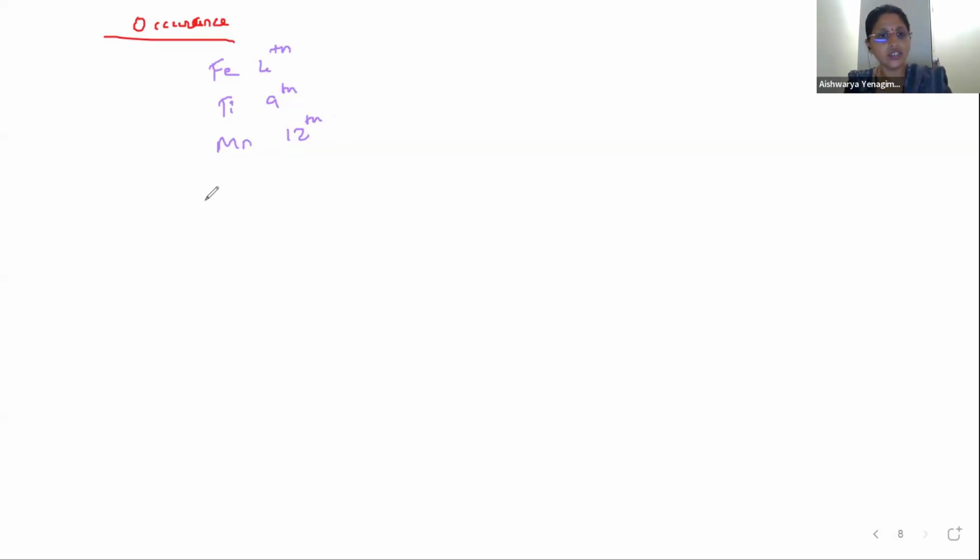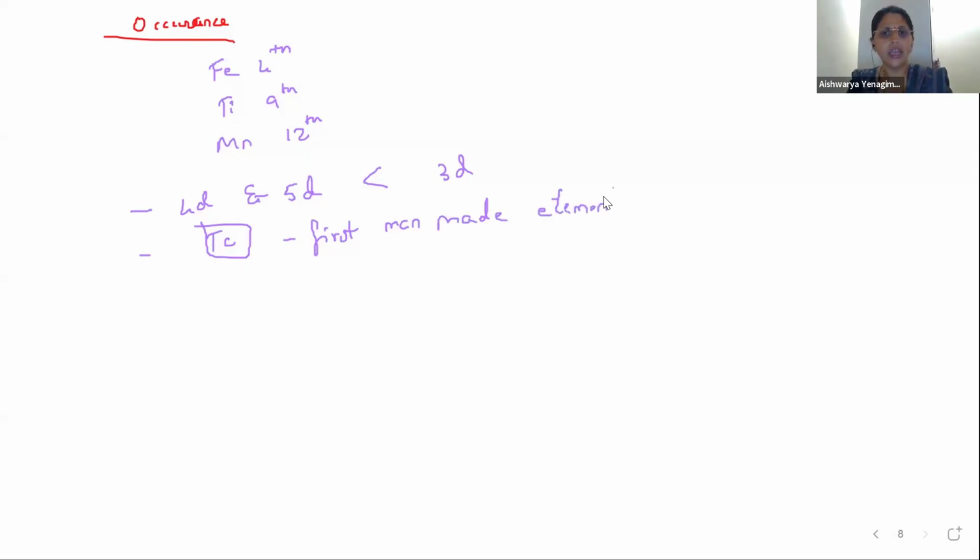Second and third transition series. When we talk about the 4d and 5d series, they are much less abundant compared to the 3d elements. Technetium does not occur in nature. It is the first man-made element.